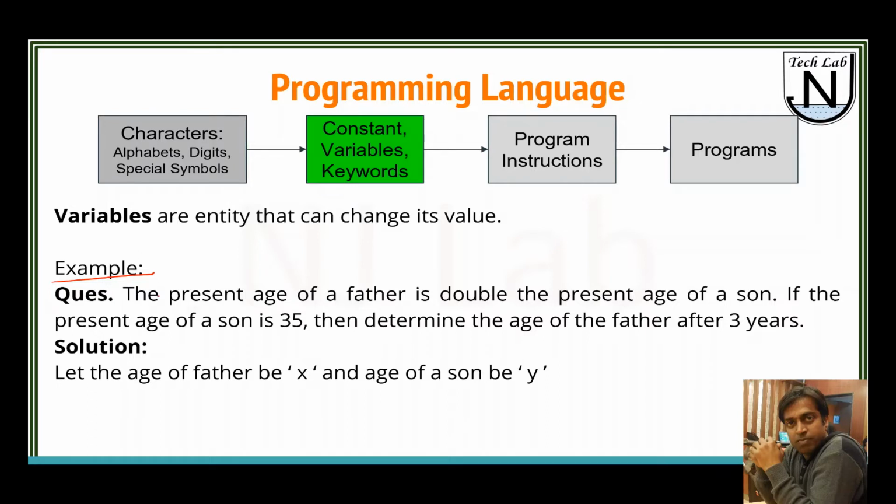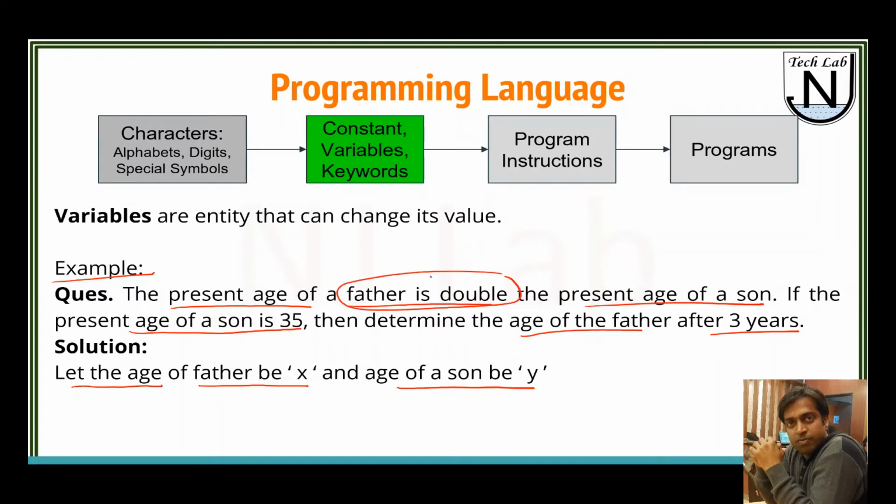And the problem is that if it is given that the present age of a father is double the age of the son, and if the present age of a son is 35, then determine the age of the father after 3 years. Now, in mathematics, to solve this type of question, the first step that we used to do is that we assume that the age of the father, let it be x. So we represent the age of a father with x, and we also represent the age of a son by y.